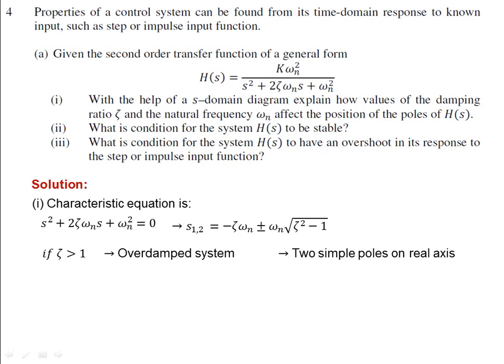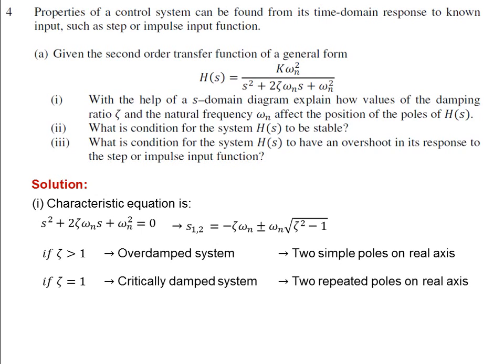If the damping ratio is equal to 1, such a system is known as a critically damped system. For the critically damped system, if you look at the poles here, the square root part will be 0. We have just the value of minus zeta omega n, which means s1 is equal to s2, which is equal to minus zeta omega n. So for the system with damping ratio equal to 1, the poles are repeated and are on the real axis.